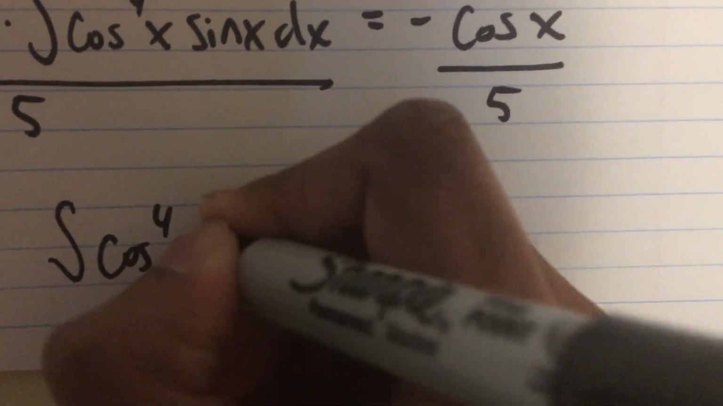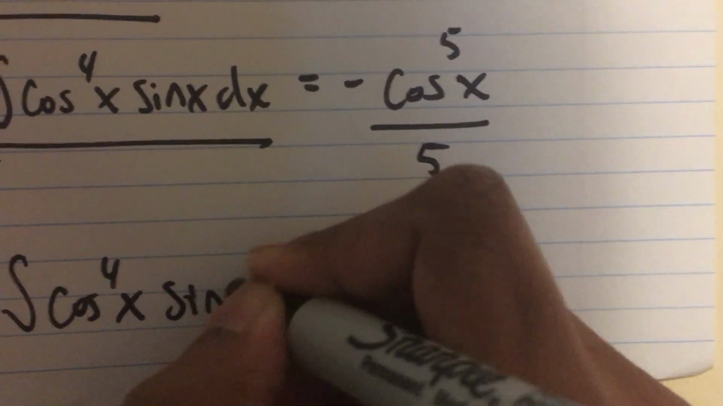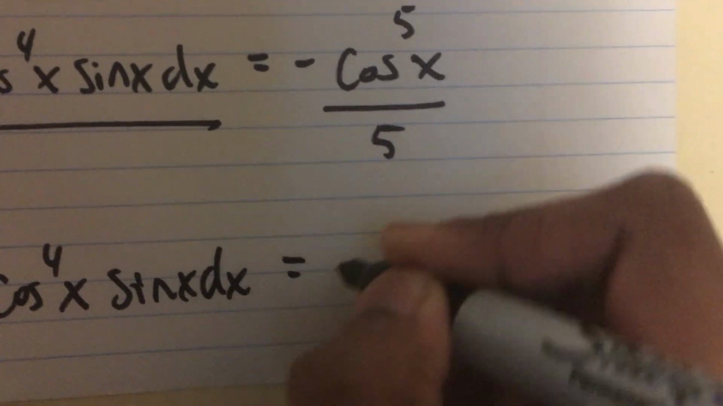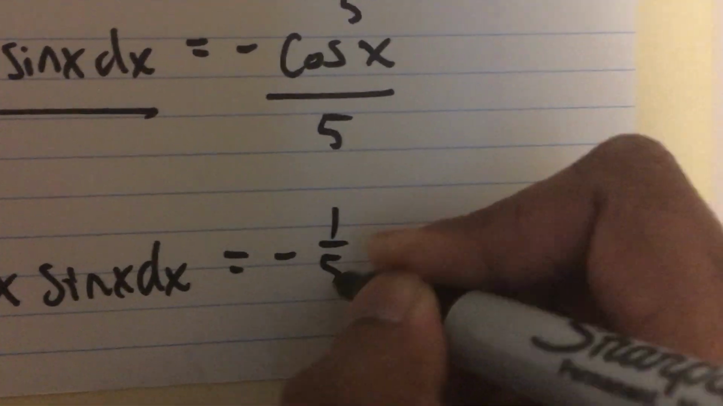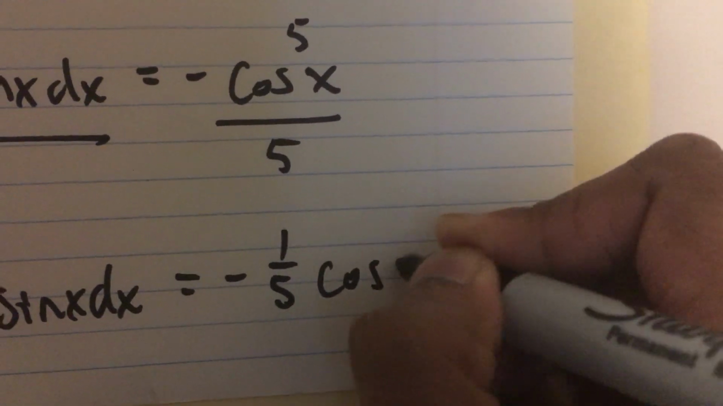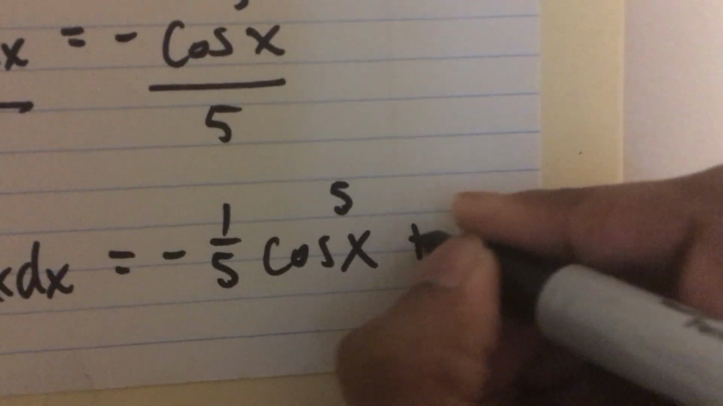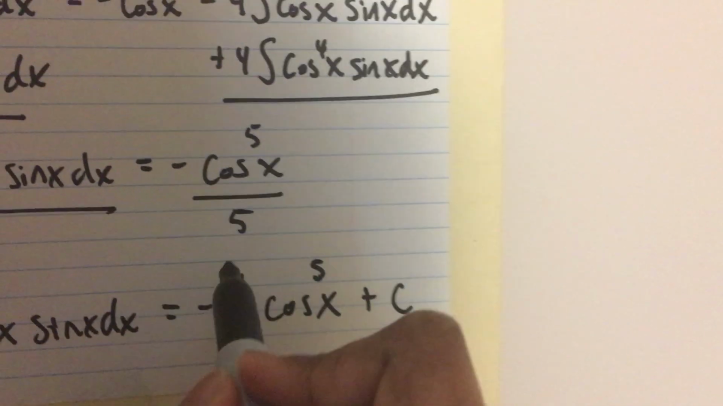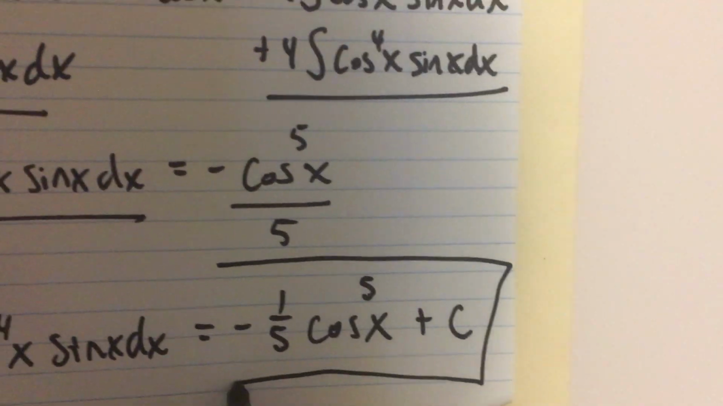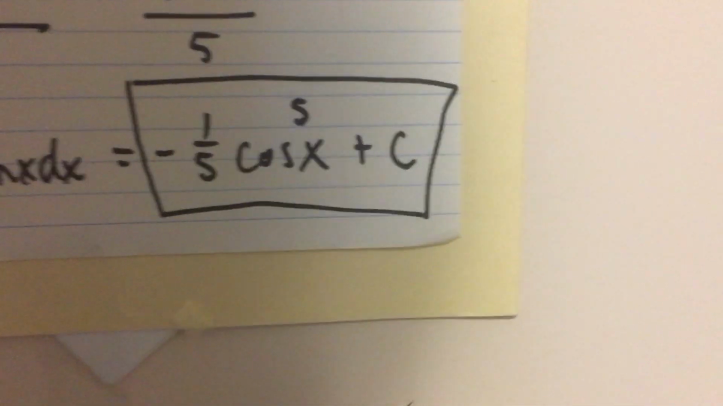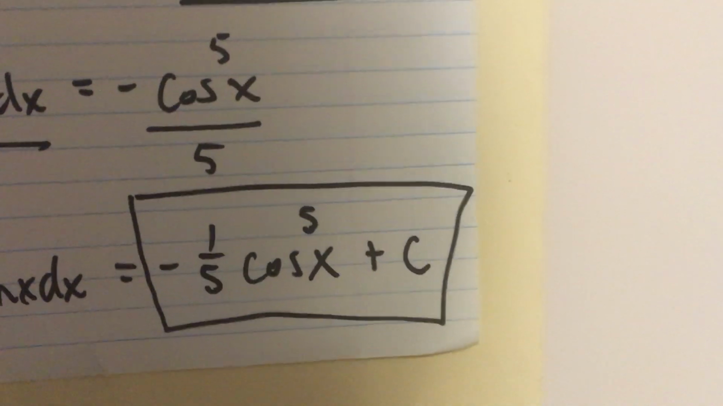So the integral of the original function equals negative 1/5 cosine x to the fifth power. And don't forget the plus c. And that is my final answer to the third problem.